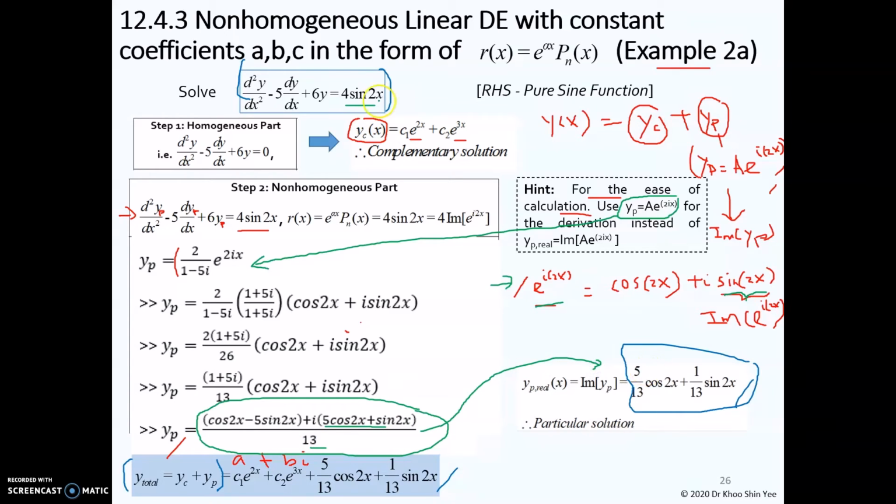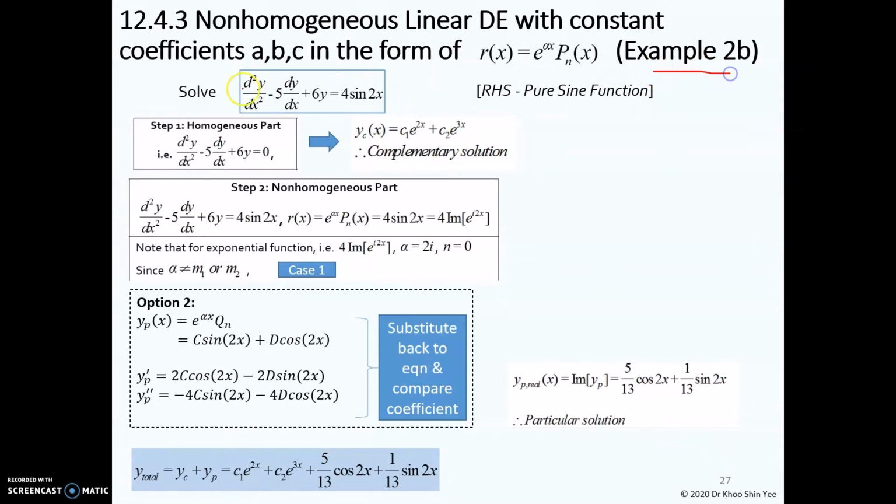actual solution. What if you change the right-hand side to a cos function? In this case, all the procedure will be the same, but your cos function is located at the real part of the exponential function. Therefore, after you complete the yp solution here, you need to consider the real part. Then you should obtain your particular solution located at the real part, which is equal to this answer.